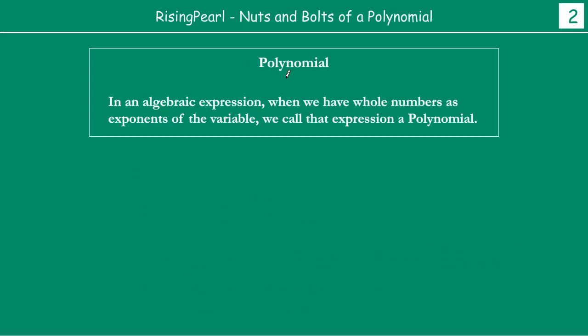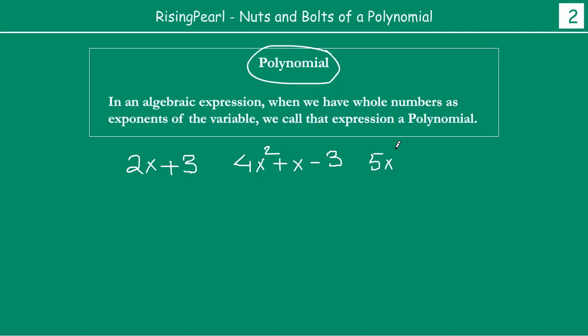So पहली है definition of what do we mean by a polynomial. इसकी definition है दोस्तों, in an algebraic expression when we have whole numbers as exponents of the variable, then we call that expression a polynomial. So आपने देखा है the algebraic expressions are जब भी आप एक variable के साथ आप constant को ऐसे करके जोड़ते हो, या फिर when you write something like 4x square plus x minus 3, या फिर you write something like 5x to the power 4 plus 4x to the power 3 minus 2x square plus 5, right?